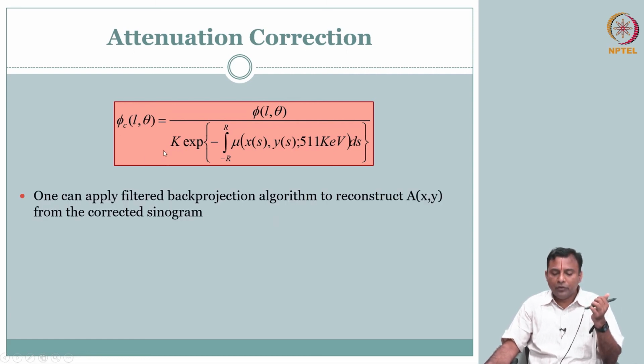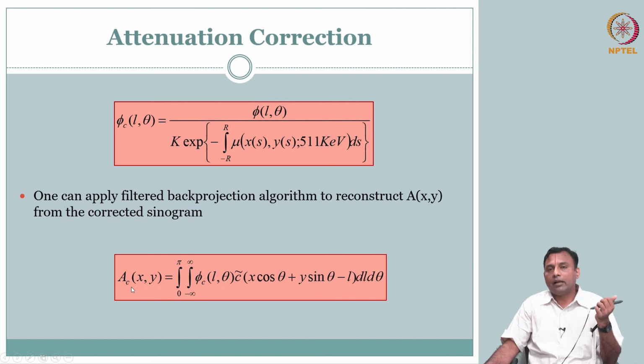Okay. So after you get this, it is just the question of applying your filtered back projection, very similar to what we have done before. So you can write your corrected A of x comma y, this is your tomographic image of your radioactivity in the x comma y plane. You get this corrected projection values, nothing, it is your typical filtered convolution back projection. Filtered back projection, convolution back projection is what is shown. You can use the same algorithm like before.